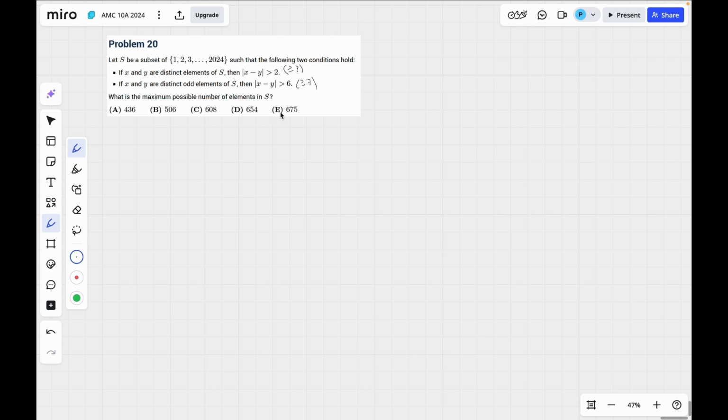So first we can try greedily choosing numbers. So let's start with 1, and then the next one will be 4. And then we want the next one to be 7 since it's 4 plus 3. But then 7 is odd, so it doesn't hold for this rule. So we choose the next one, 8. After 8, we choose 3 again, 11. And we see that this does work because 1 and 11 are more than 7 apart. And then we continue doing this.